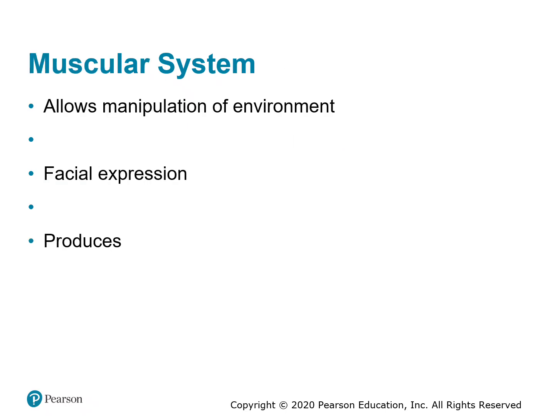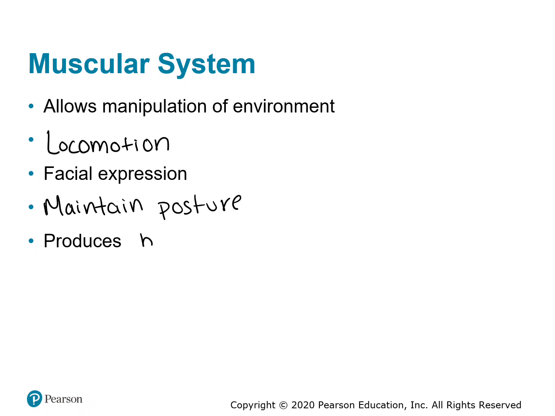Next up, we have our muscular system. Muscular system allows for manipulation of the environment, allows me to do things like pick up this water bottle, throw this pen. All of my muscular system, working with my skeletal system, allowed me to do all of that stuff, okay? Manipulation of your environment, locomotion. Locomotion is just a fancy word for moving. Facial expressions, helps you maintain posture, as well as producing a good amount of heat and warmth for your body.